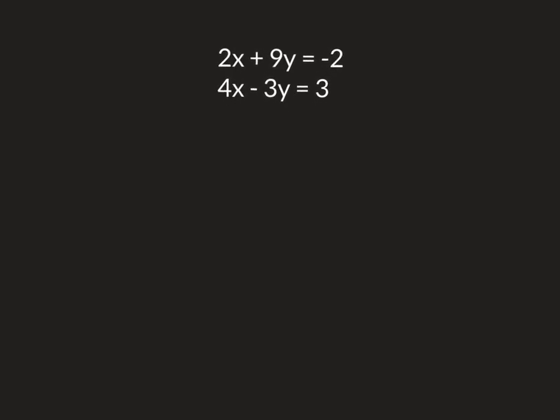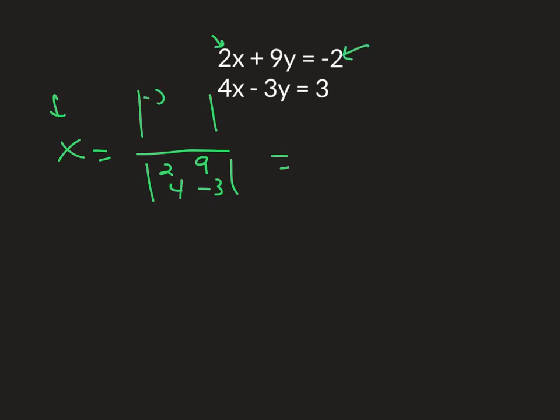Here's my new system. I'm going to start with my x's. x equals, it's always a fraction. 2 by 2 on the top, 2 by 2 on the bottom. Remember, the bottom is always x, y, every time. My numerator, because I'm looking for x, I'm not going to use the x numbers. I'm going to use these numbers over here instead. So I'm going to put the negative 2 and the 3 with the 9 and the negative 3.